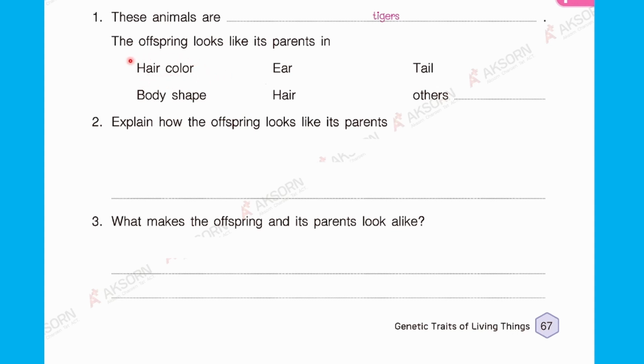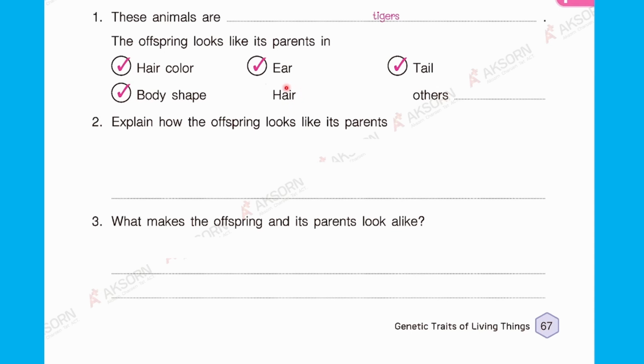So hair color. Okay, so they all have the same color hair, don't they? The ear. They all have the same shape of ear. And the tail. They all have a tail and they're all the same kind of shape and length. Body shape. Well, they're all tiger body shape. So, body shape.